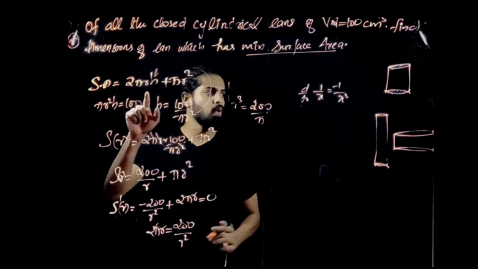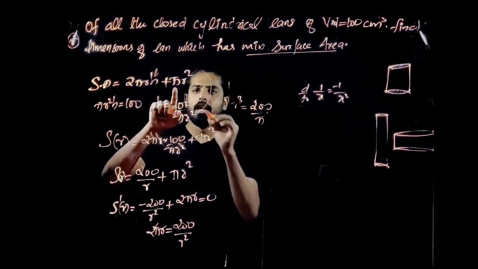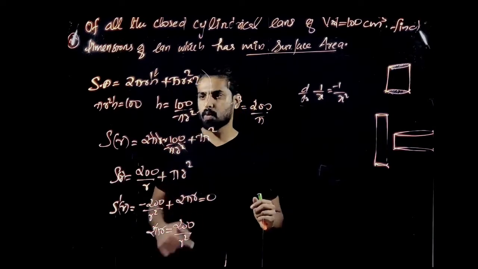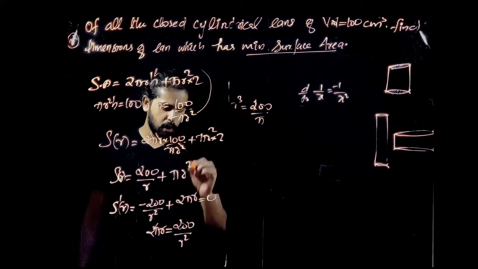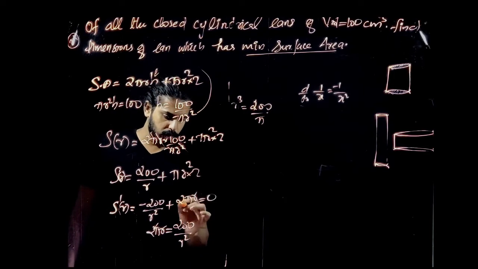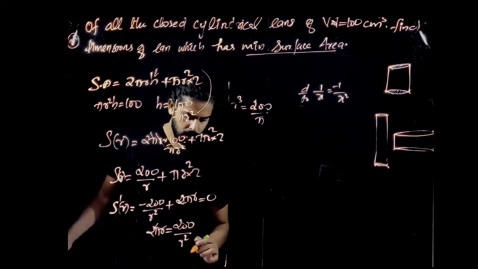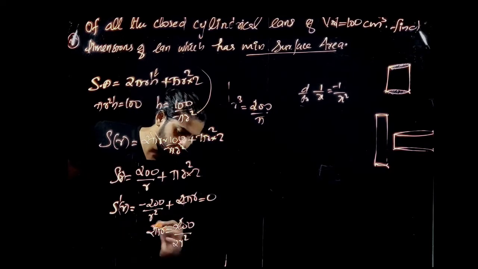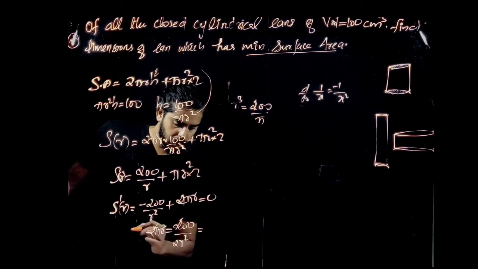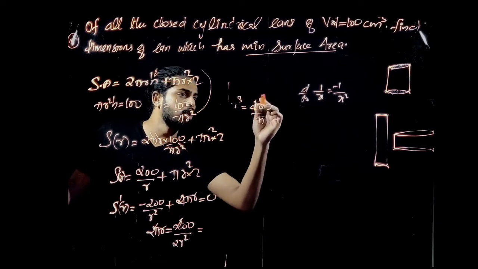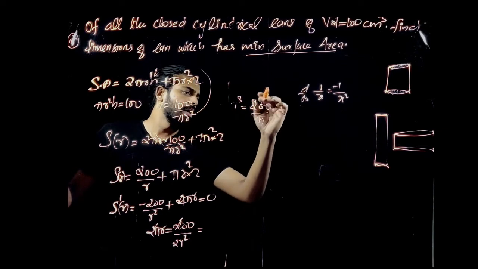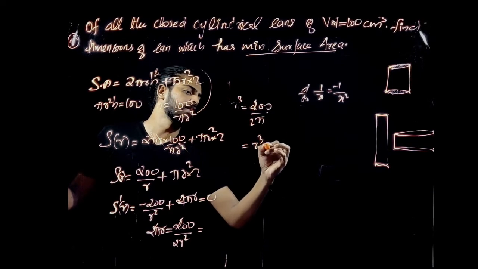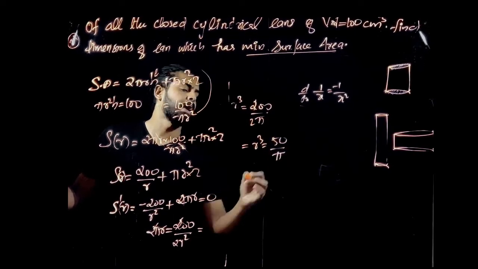The surface area is 2 pi rh for the curved surface and 2 pi r square for the base areas. So here there will be a 2 pi r square. So here into 2, here into 2, so this will make this 4. Here 2 and 2 will be cancelled. Again there will be a 2. So r cube will be equal to, not 100 by pi, here will be a 2, so r cube will be equal to 50 by pi.